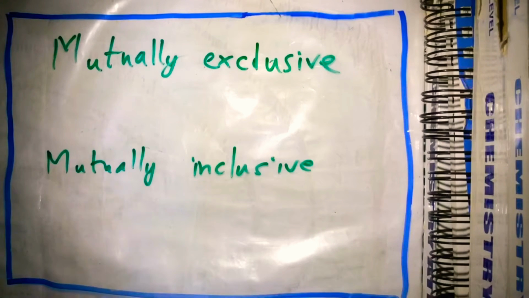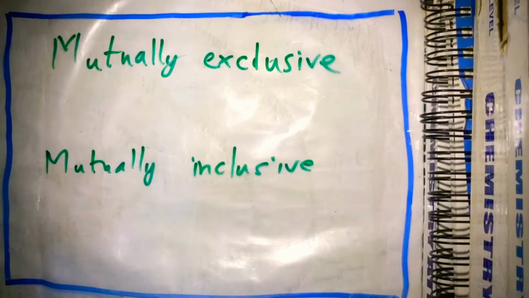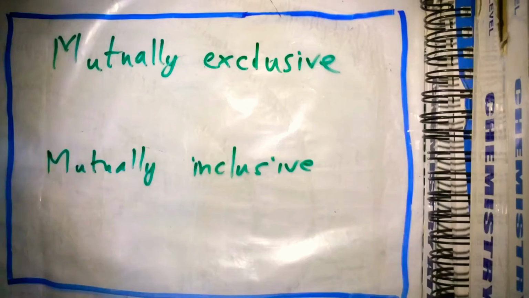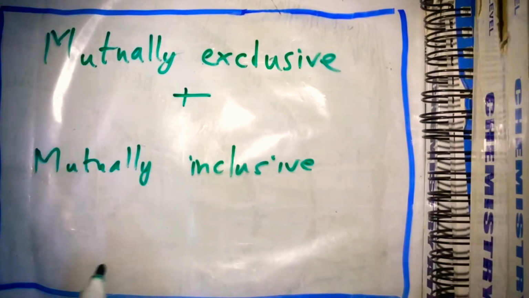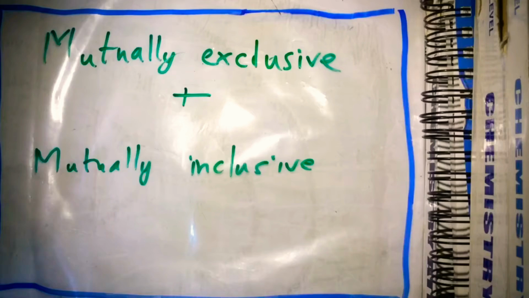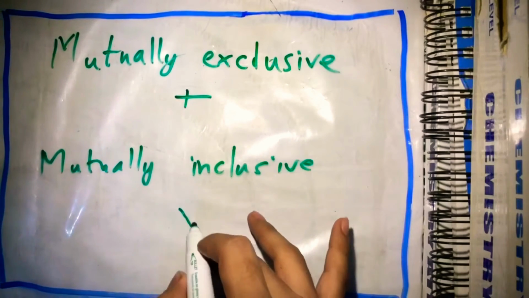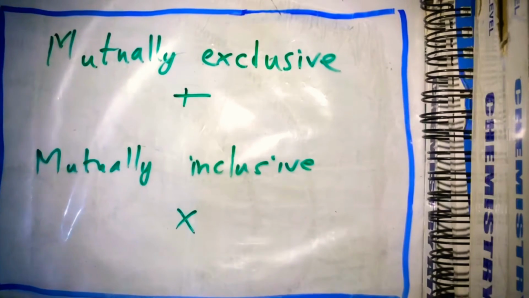Mutually exclusive events are those that do not depend on each other. For example, throwing a dice twice. In this case, we will add the probability. However, mutually inclusive events are dependent on each other. So in this case, for example, if there is a bag containing 5 toffees and we take out one and then another without replacement, then it's mutually inclusive, and we will multiply the probabilities to find the total probability.